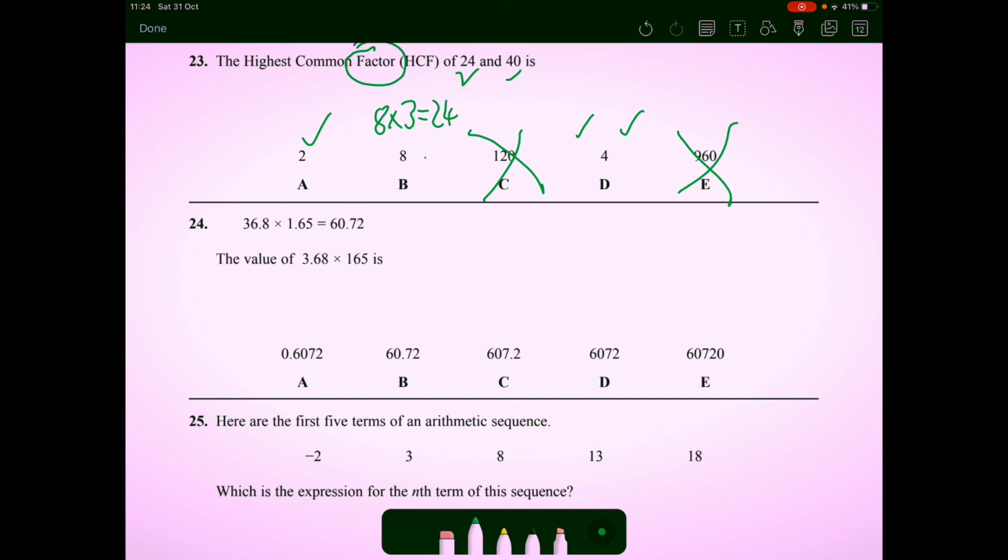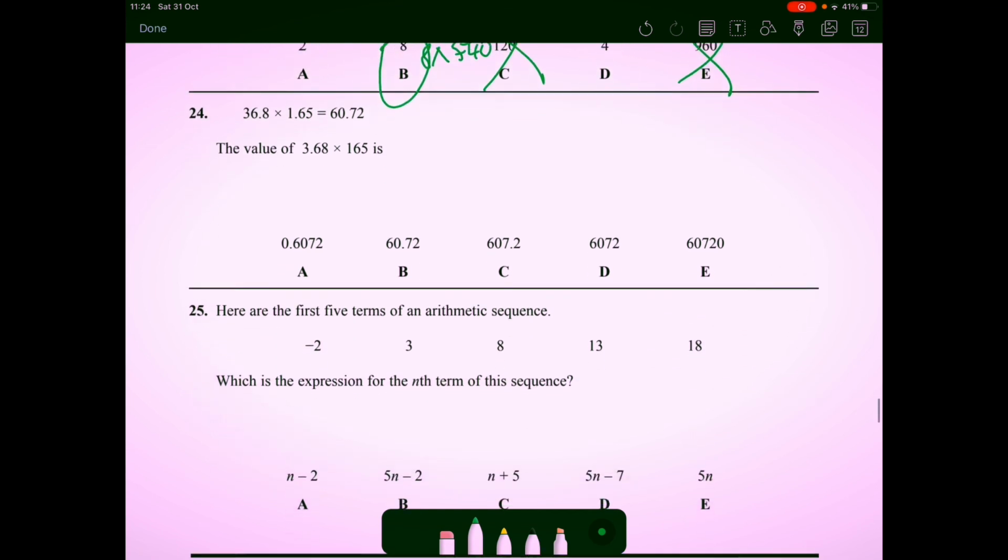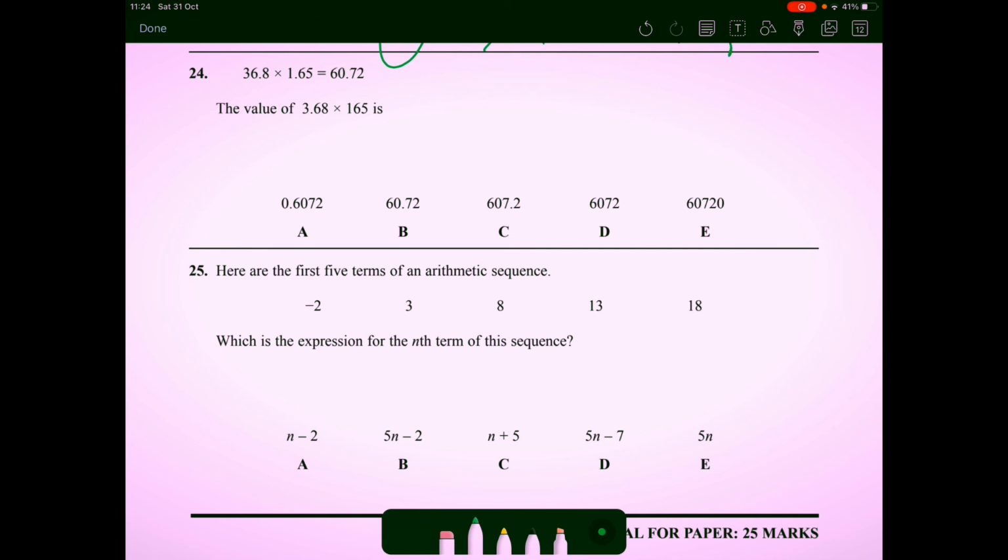And it also goes into 40 5 times. So that just comes down to knowing tables. So the largest number that goes into both of them, the highest common factor, is 8. Question 24.